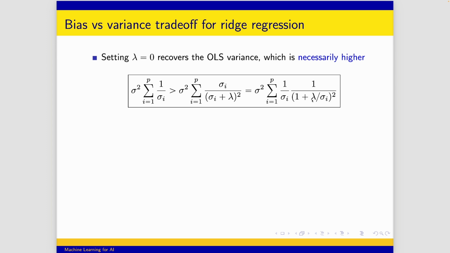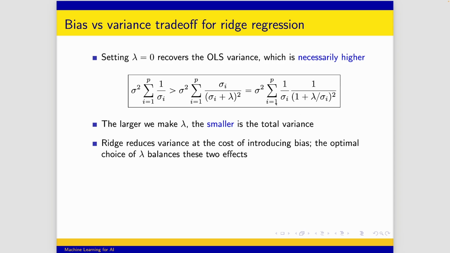And you can see that this factor is clearly less than 1. We've got 1 plus a positive number divided by a positive number. So this is going to be less than 1. So for each I, this is less than 1. So this sum has to be less than this sum. So what does this tell us? Well, it tells us, first of all, that the larger we make lambda, the smaller this total variance will be. We can see that clearly from here.